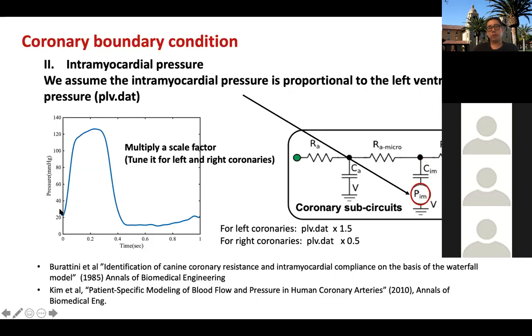In SimVascular, this intramyocardial pressure value is provided as a sample, and then you can multiply a scale factor for your own specific coronary artery modeling. So you can multiply this factor by 1.5 or 0.5, and then after you run the simulation, you need to check whether this multiplication factor is well prescribed or not.